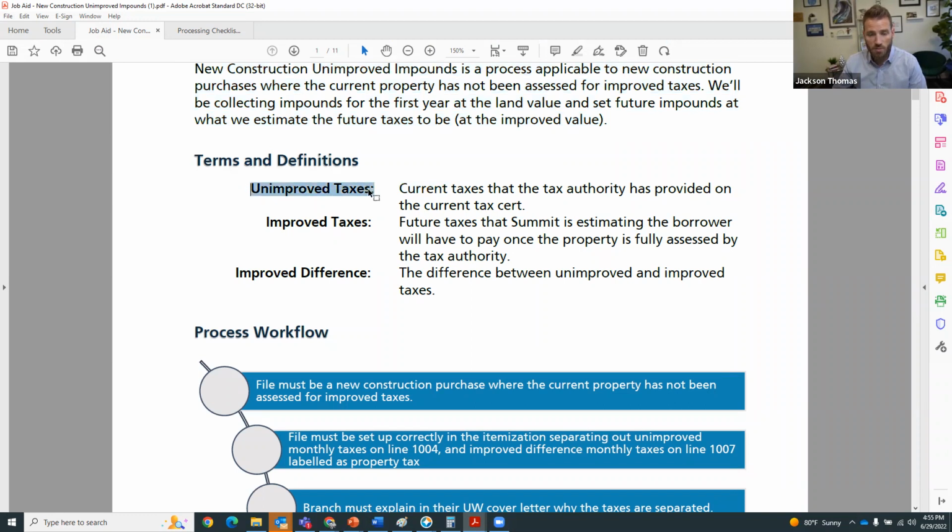The definition of unimproved taxes is basically what the taxes are when it's land only. If you're buying new construction, the property has not been built yet. Improved taxes are what we're estimating the borrower to pay.